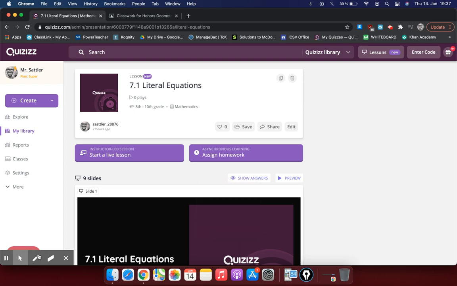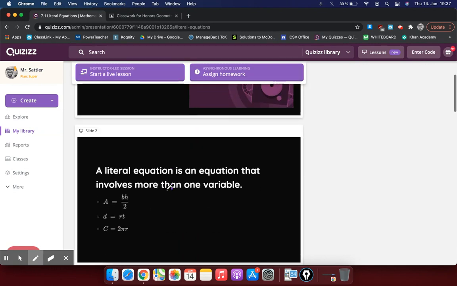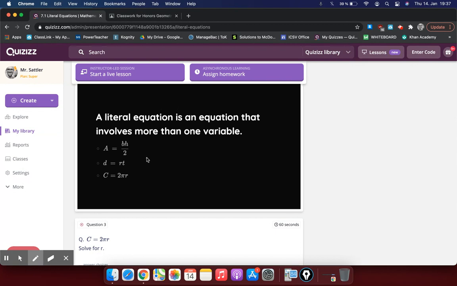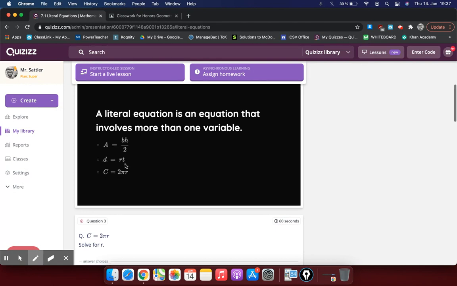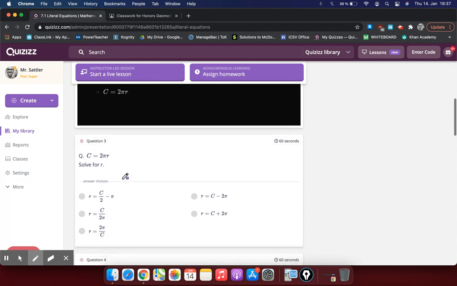So in this video, I'm going to go through each problem of the quizzes on 7.1. So again, a literal equation is an equation that involves more than one variable. These are just a few examples. This is the area of a triangle, this is distance equals rate times time, and the formula for the circumference of a circle.